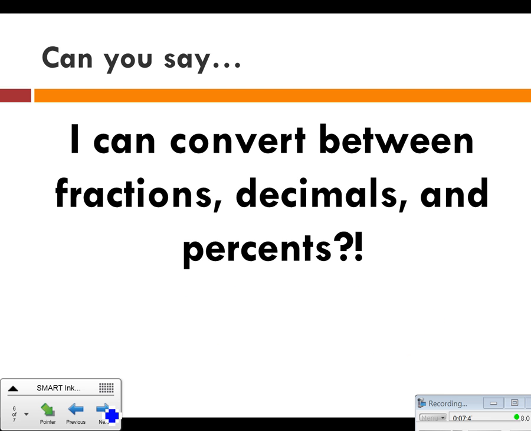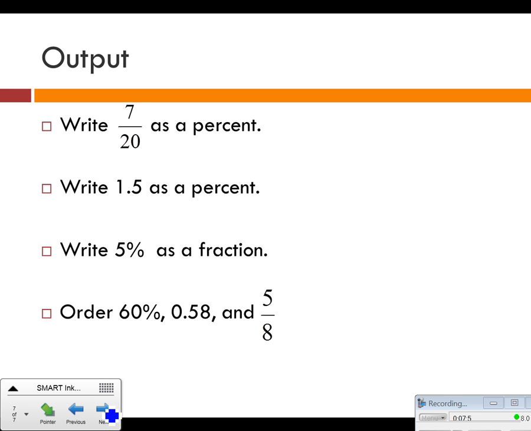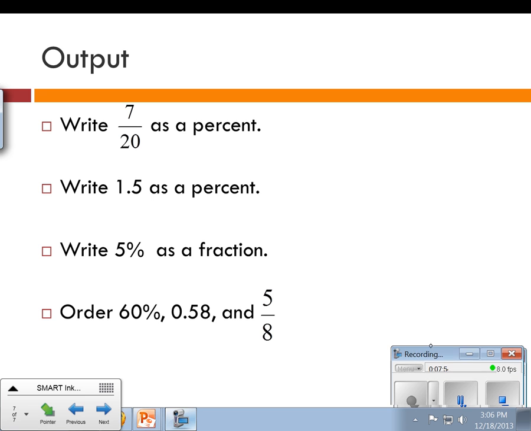Can you say, I can convert between fractions, decimals, and percents? Be prepared with any questions for the work time in class.